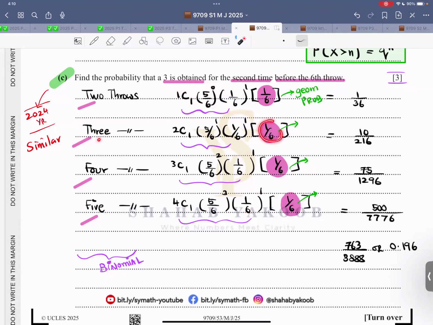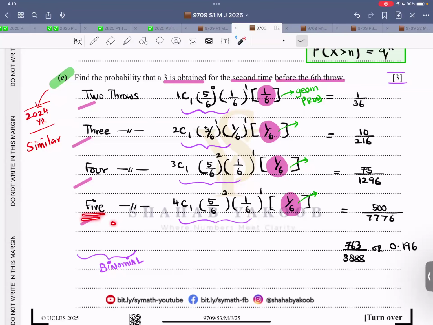Out of 3, this is the third success. Therefore, out of these two, I write 2C1, success raised to power of 1, failure raised to power of 1. Out of 4 throws, the fourth one is success. So therefore, from these 3, I just need one success, and that could be in any order. So that is 3C1, success raised to power of 1, failure raised to power of 2.